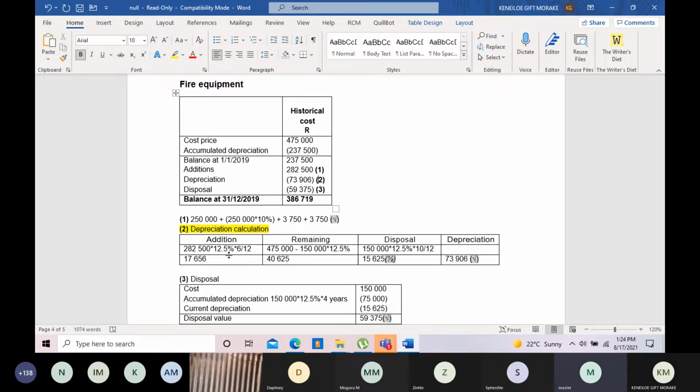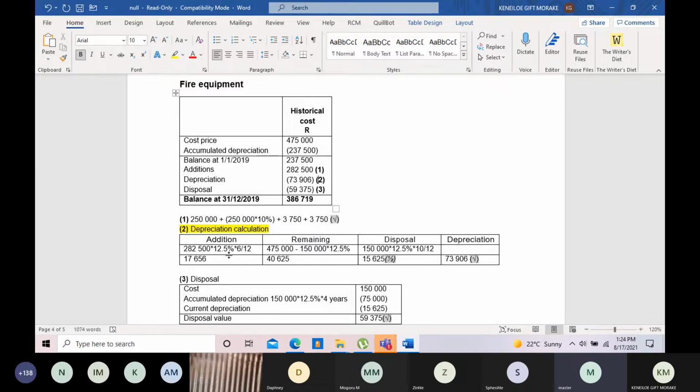So you got how much? You got 40,625. That's your depreciation based on the original cost. And then under that one, for disposal, 150,000. This one is the one that got diminished, because of fire. So you take the 150,000, you multiply it by 12.5%, multiply by 10 over 12.